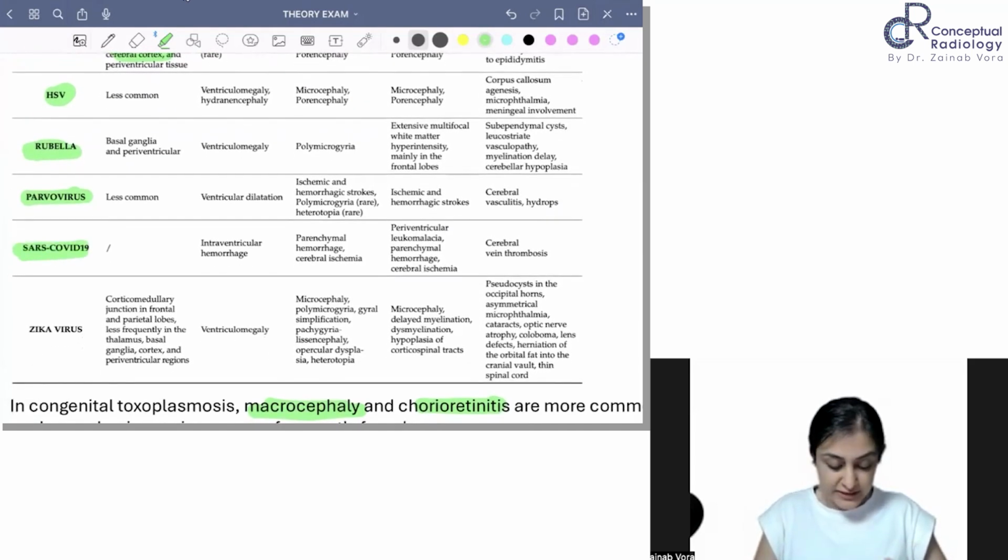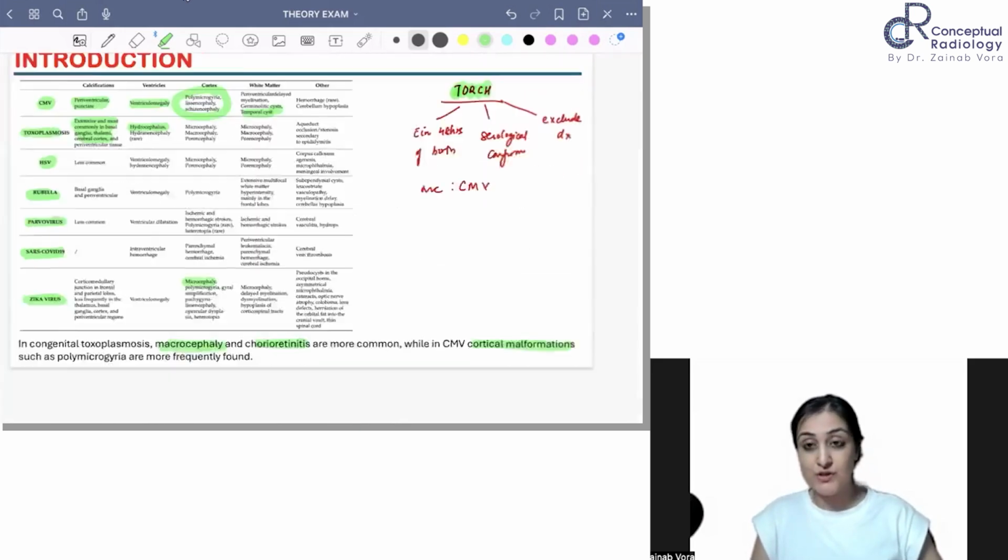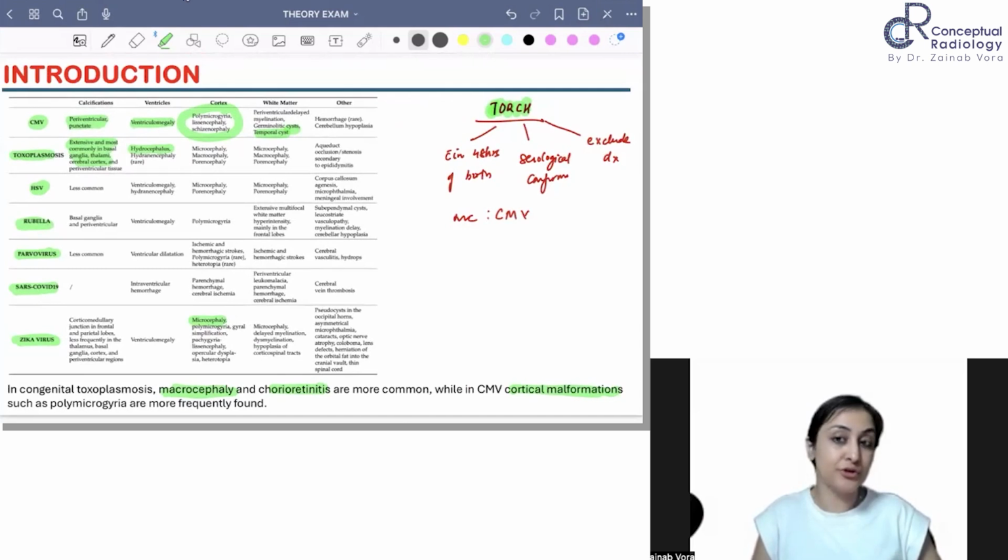COVID-19, nothing specific. Zika virus. Zika virus is something which is a neurolytic virus. Did you know that? So it affects the neurons the most. So this is what will lead to microcephaly, right? So this is the most dangerous one out of all of the torch. Okay.